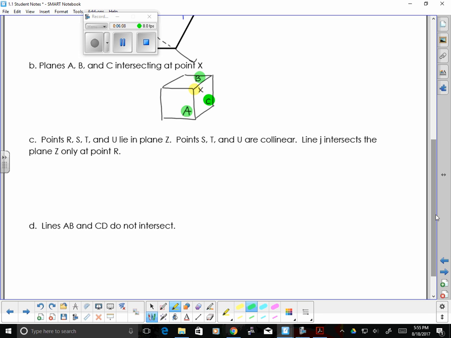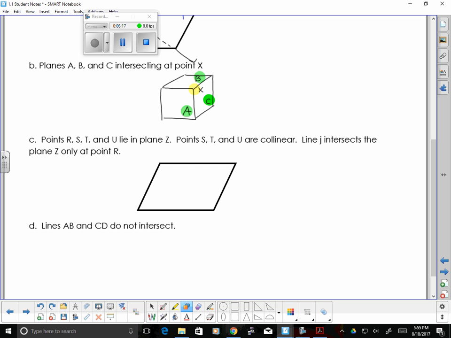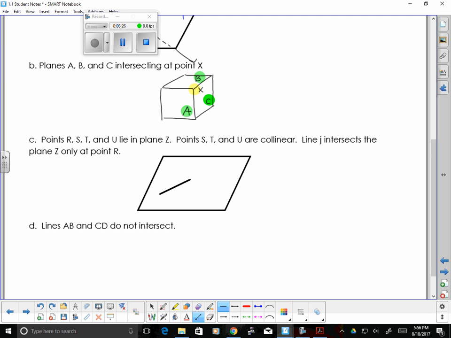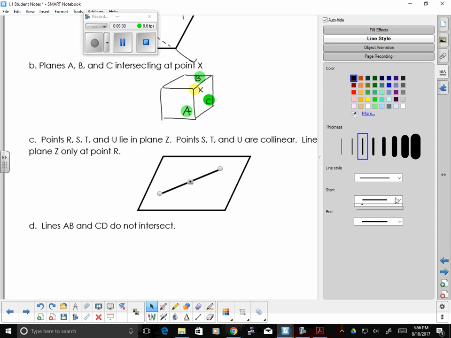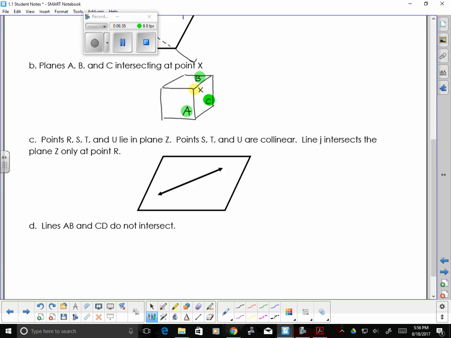Points R, S, T, and U lie in plane Z. So all of them are inside that plane. So I'm going to have to go ahead and set up a plane so I can put some points inside there. Points S, T, and U are collinear. All right, S, T, and U are collinear. So I could go ahead and actually put a line inside of there and say that S, T, and U are going to be on that line. So I'm going to go ahead and do that. Here's S, there's T, there's U.